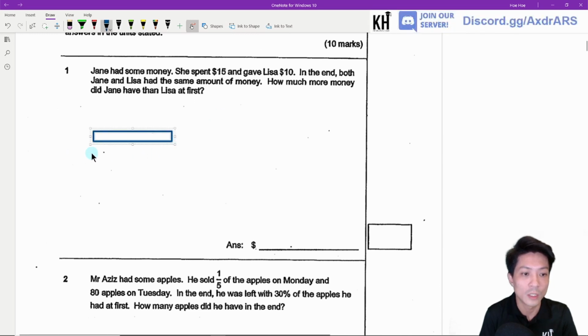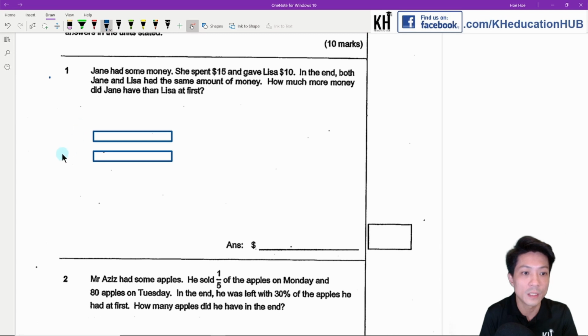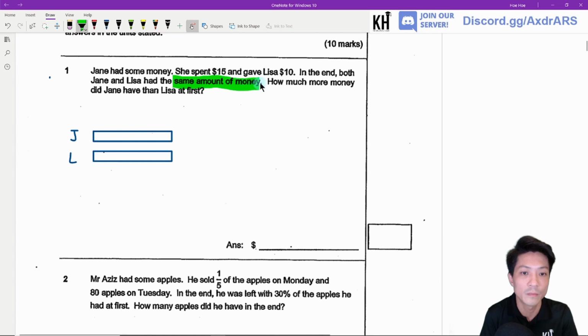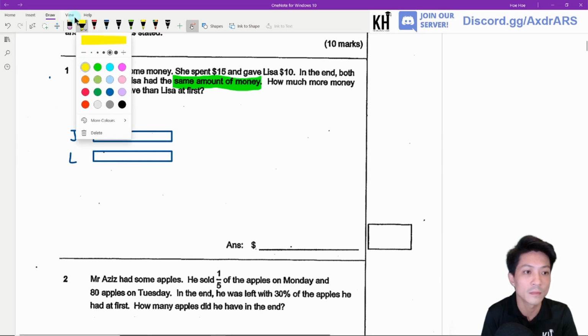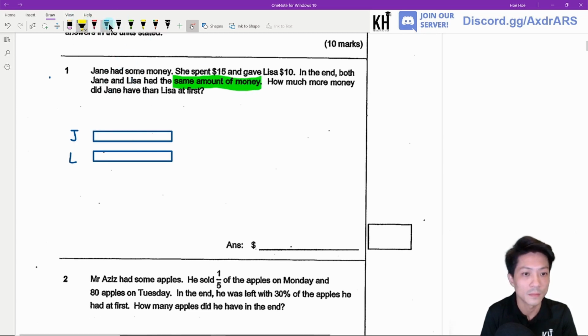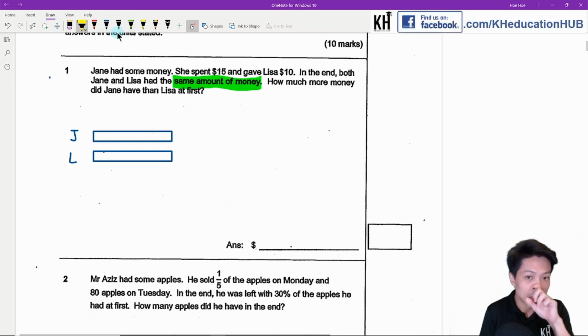Okay, I'm gonna draw two shapes which are of the same size. These two are gonna represent the amount of money that Jane and Lisa have. Okay, in the end they have the same amount of money.